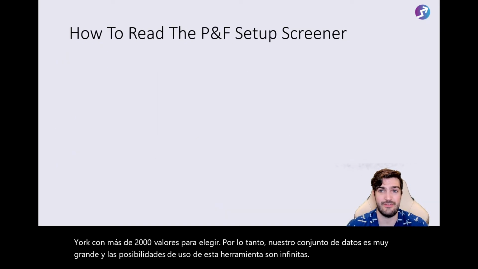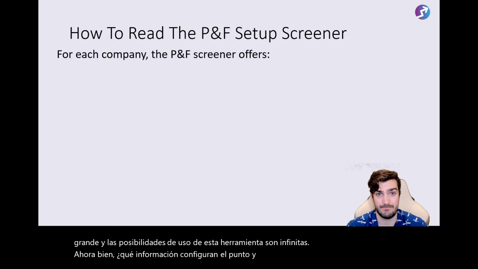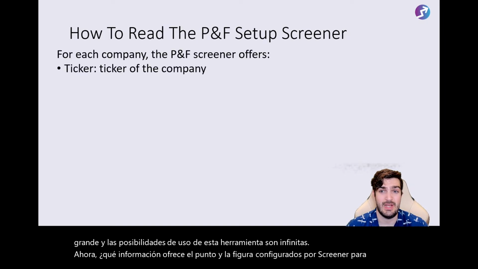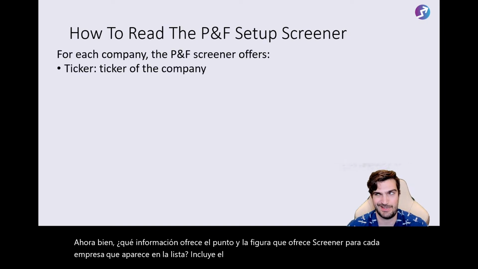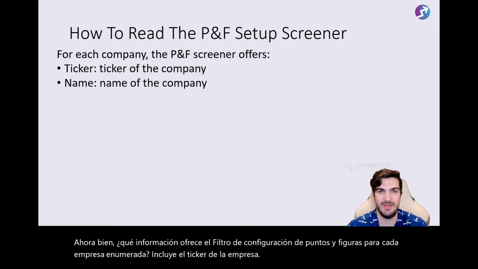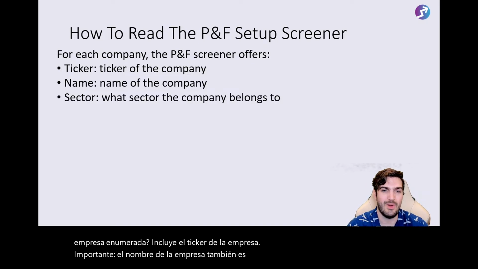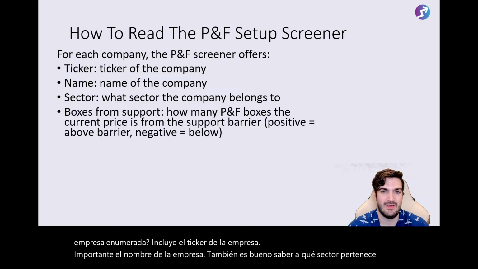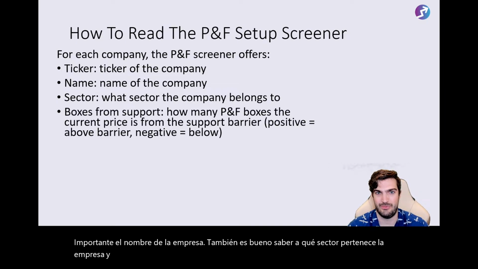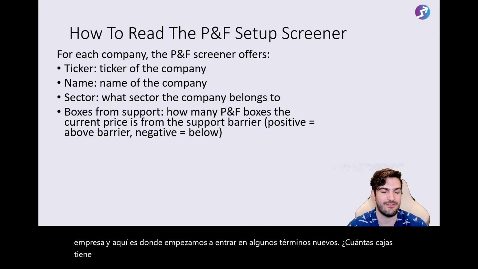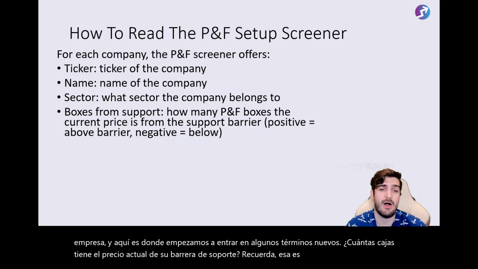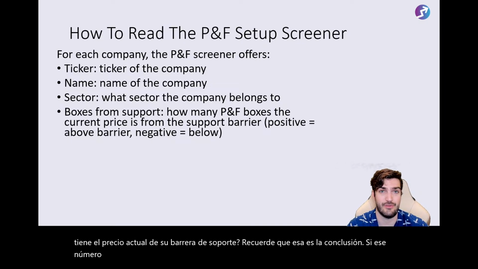Now, what information does the point and figure setup screener offer? For each company listed, it includes the ticker of the company, kind of important, the name of the company, also good to know, what sector the company belongs to, and these are where we start getting into some new terms. How many boxes is the current price from its support barrier? Remember, that's the bottom line. If that number is positive, it is above the support barrier. If it is negative, it's below the support barrier.